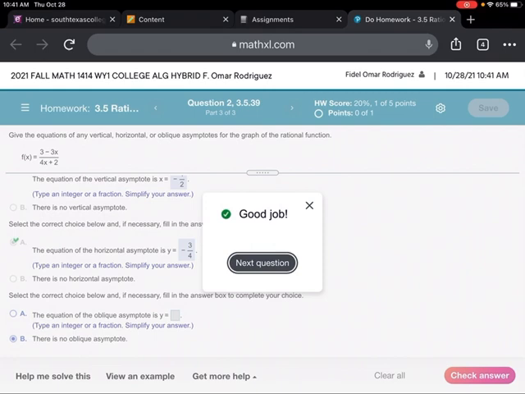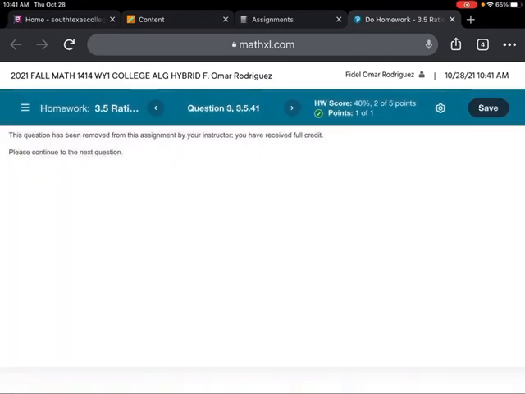And next question. So guys, on question 3, there was an oblique asymptote, but I didn't go through that in the notes. So when you go to question 3, I removed that question for you guys, okay? Because I didn't cover that in the video or in the notes. But that's how you do vertical and horizontal asymptotes, okay? If y'all got any questions, let me know. I'm happy to help.